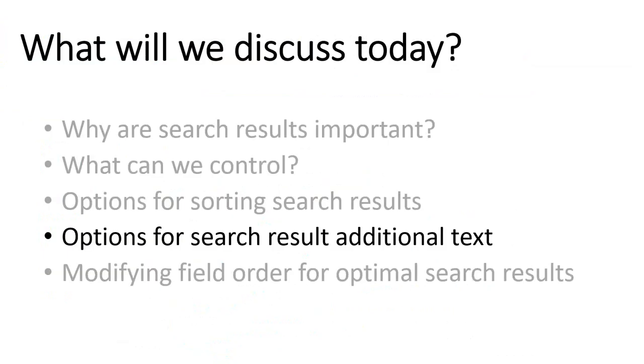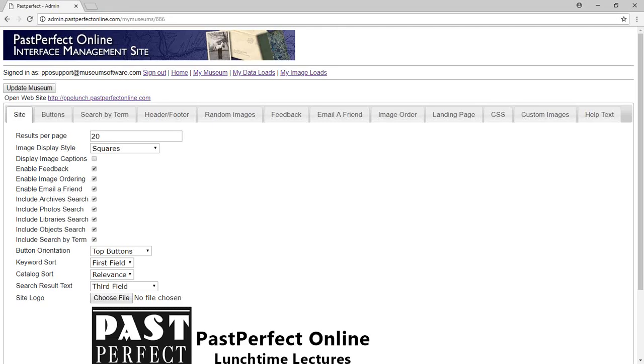Next, we'll discuss the options for what will display below your search results. I'll head back into IMS, still on the tab called Site, and I'll look for the section called Search Results Text. There are three options. Again, I'll discuss each briefly, and then we'll make the change for each so I can show you how they function.